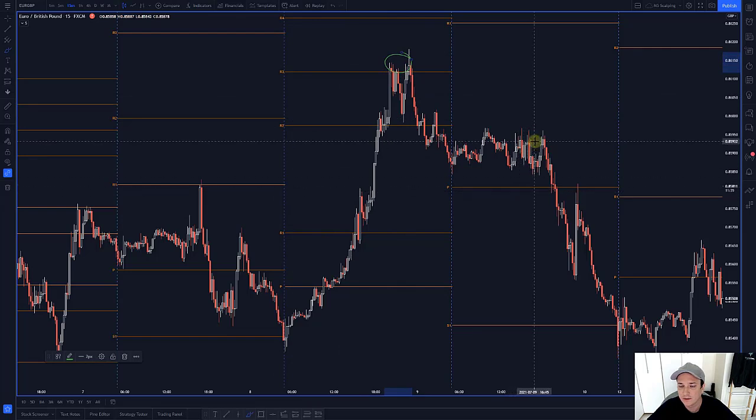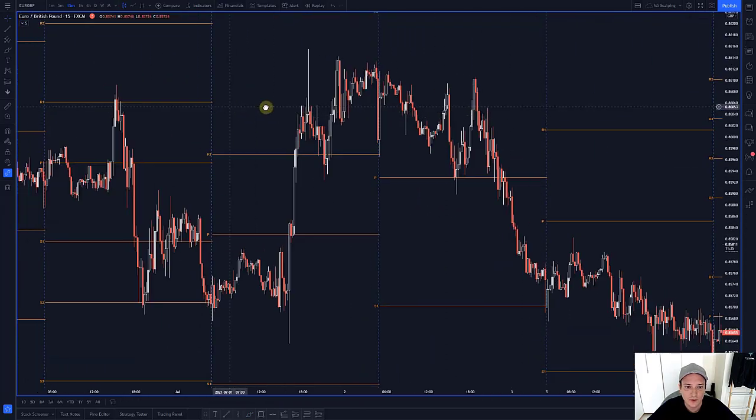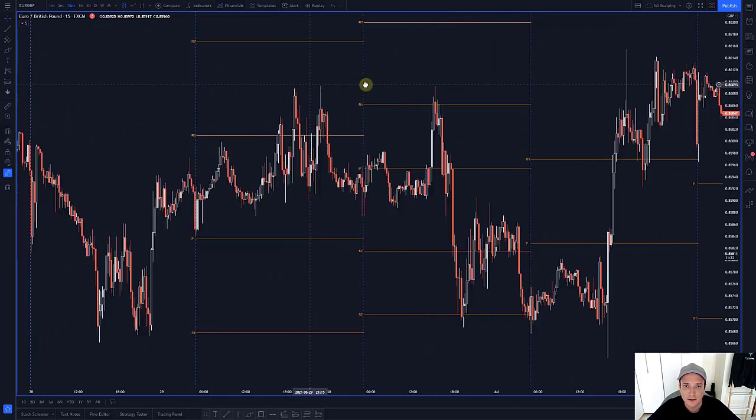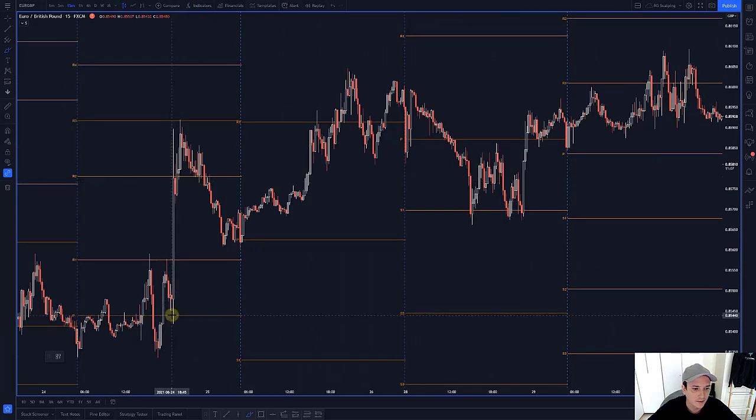So what I really love to do is to wait for the break and retest of especially the daily pivot to then go in the direction with the trend, or to reverse overextended situations. Like for example this one, we are going from the daily pivot all the way up to R3.